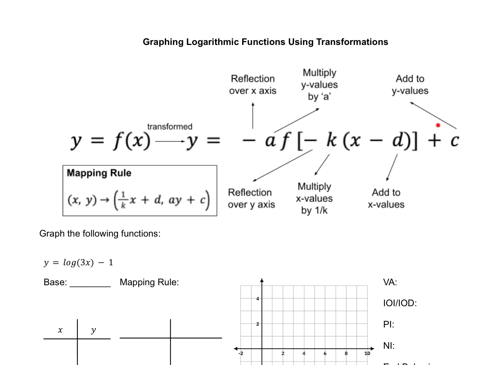The c value that is outside of the function, attached by addition, you are adding this to your y values, and this causes your function to shift up or down depending on the sign.